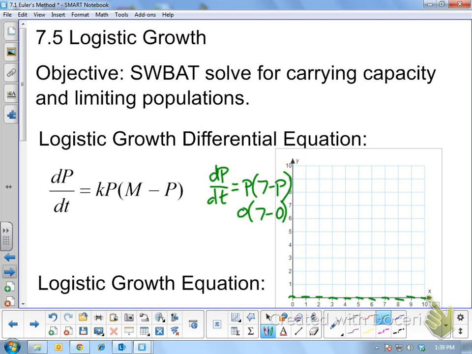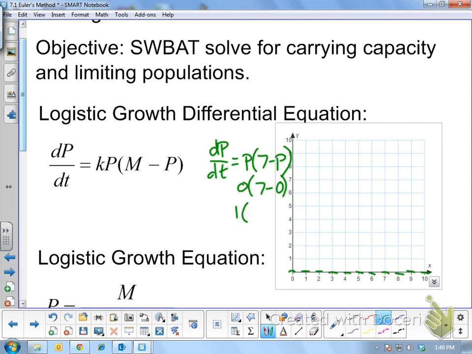What if I pick 1? Six. So a fairly steep slope. And you don't have to go all the way to 10. Again, we just need the general picture of this. What if we do 2? We get 10, we'd get an even steeper slope.